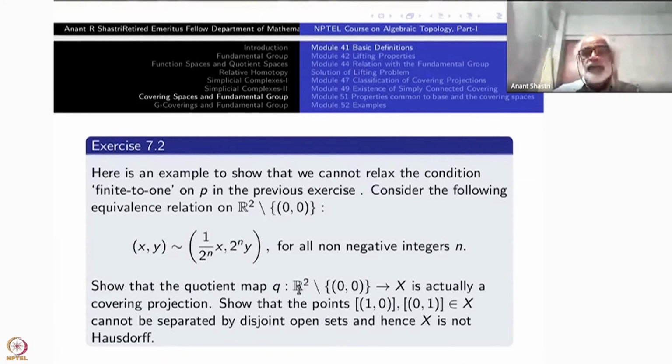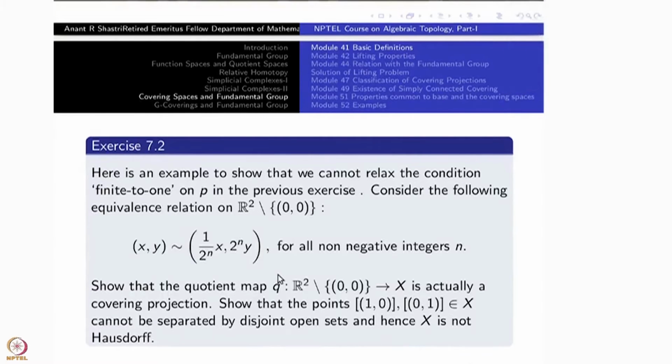And it is Hausdorff also, all right, because it is a subspace of Euclidean space. But look at the classes of (1, 0) and (0, 1) in the quotient space X. These two points cannot be separated by disjoint open subsets of X. I think we have seen this one. If you haven't seen it yet, you should check this again. So it is not Hausdorff.